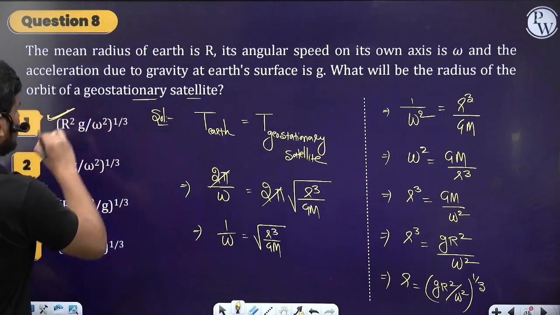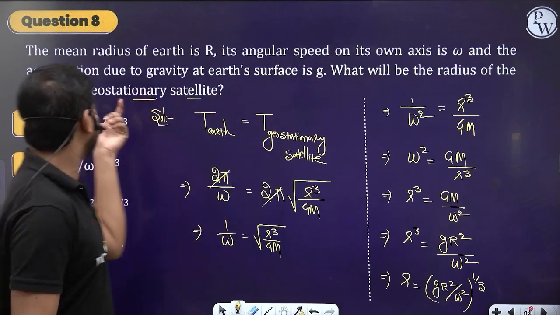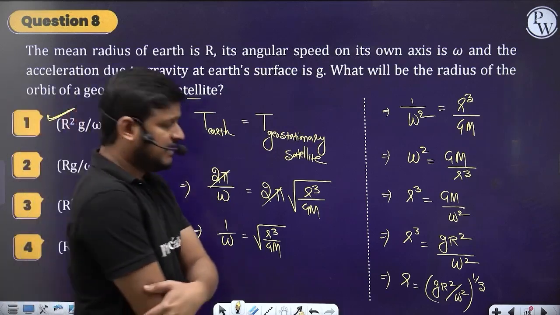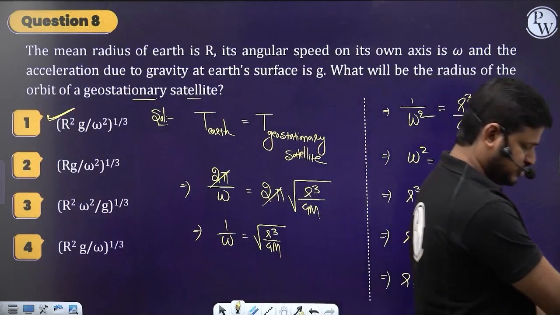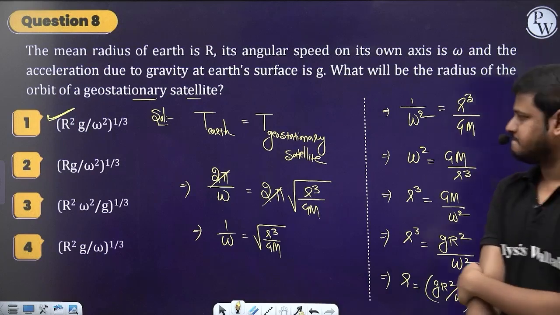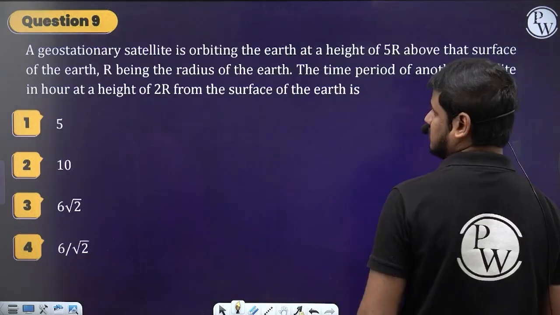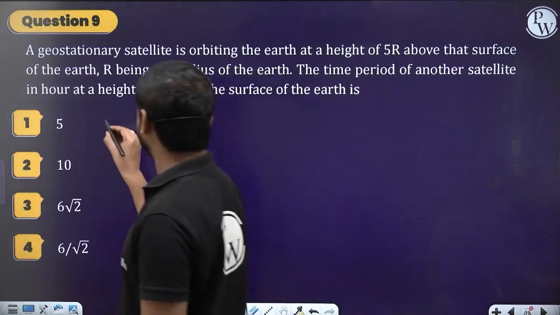Option 1 is the correct one, since they asked for the radius. Clear, everyone? So this concept is done. Let's move further and go for the next question.